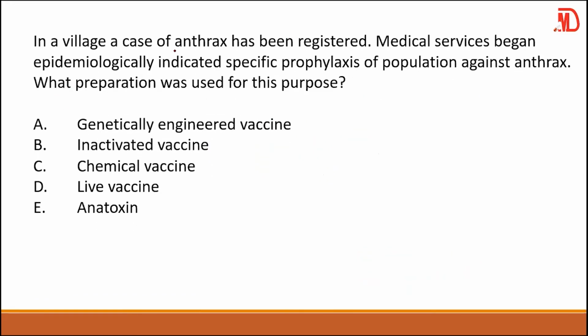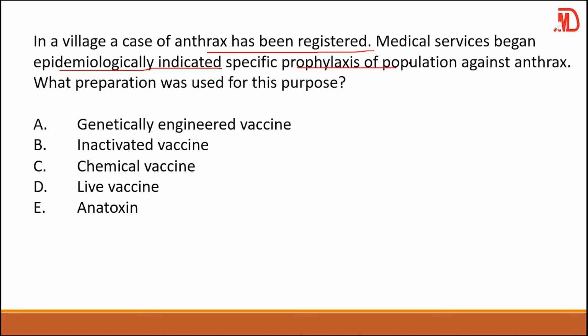In a village, a case of anthrax has been registered. Medical services began epidemiologically indicated specific prophylaxis of the population against anthrax. What preparation was used for this purpose? In other words, we want to prevent anthrax infection, just like in the era of COVID-19, isn't it? So in the era of COVID-19, what do we need? We need a vaccine. The same way with anthrax, to prevent the disease from having effect on the people, you have to offer prophylaxis.